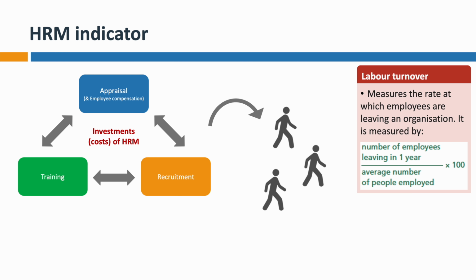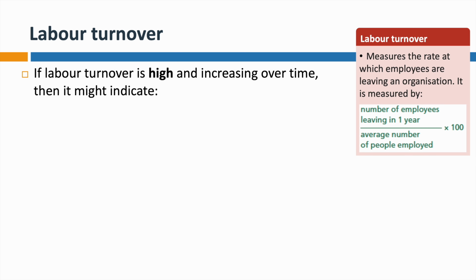It measures the rate at which employees are leaving an organization. It is measured by the number of employees leaving in 1 year divided by the average number of people employed, times 100. Now, what do we want the labor turnover to be? Do we want it to be high or do we want it to be low?